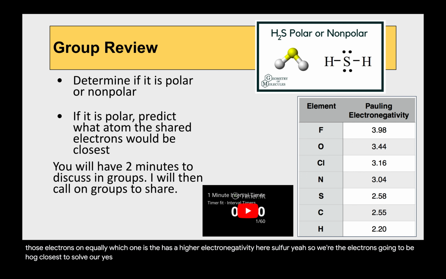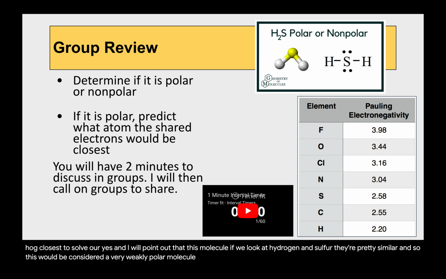Sulfur, yes. And I will point out that if we look at hydrogen and sulfur, they're pretty similar. So this would be considered a very weakly polar molecule. It's not like we're bonding these hydrogens all the way up to oxygens, but it is still polar.